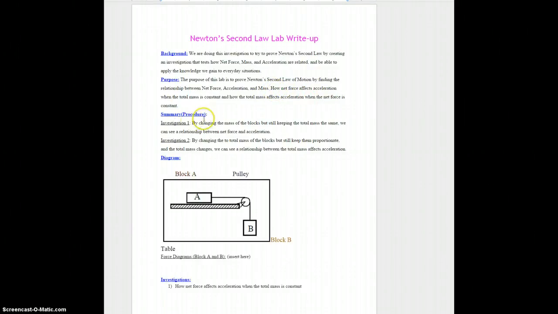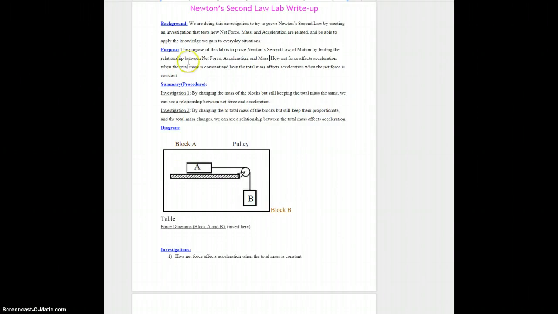Summary. What's the procedure? Well, what we have to do is change the mass in the blocks, but still keep the total mass the same. We can see the relationship between the net force and acceleration. Also, in investigation 2, we change the total mass of the blocks, but still keep them proportionate. We can see how the total mass affects acceleration.